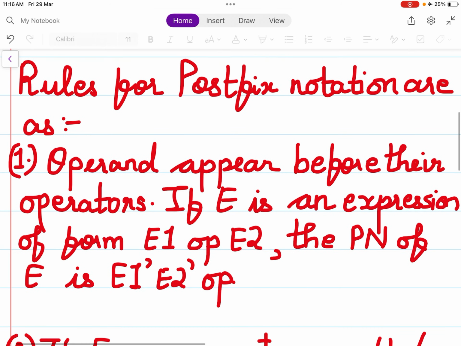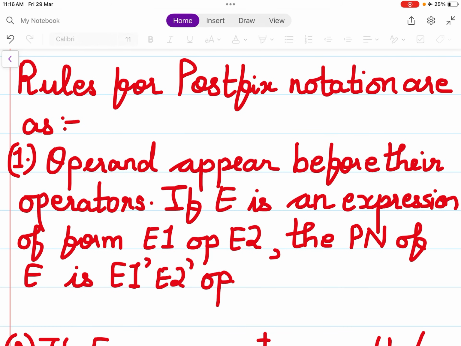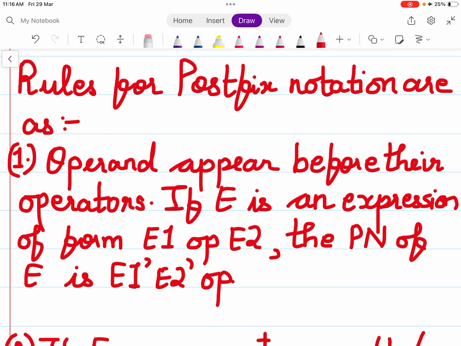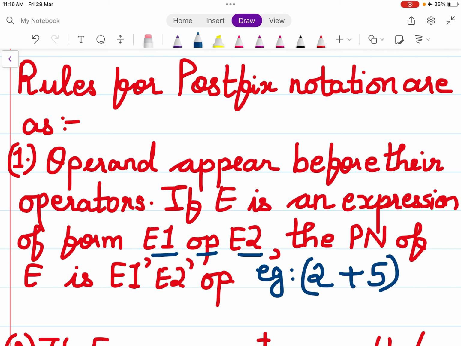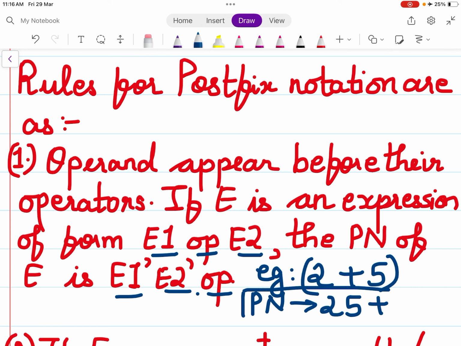So what are the rules for postfix notation? The first rule is operands appear before their operators. If E is an expression of the form E1 operation E2, the postfix notation of E is E1 E2 operation. So for example, if I have E1 as 2, the operation is a plus, and E2 is 5, then the postfix notation of this will be E1 2, E2 5, and after that we write the operation, that is plus. This will be the postfix notation.